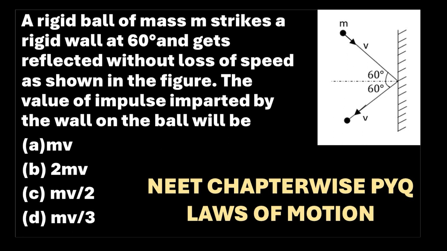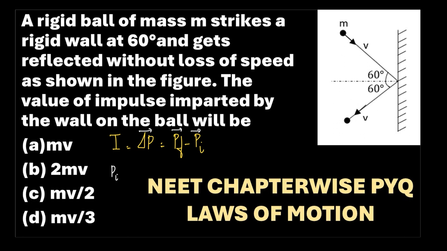To do this question, what we need to understand is the primary formula, which is impulse is equal to change in momentum, which is final momentum minus initial momentum. Since it is given in vector form, we need to find the final vector minus the initial vector. So I'll just explain the workflow.